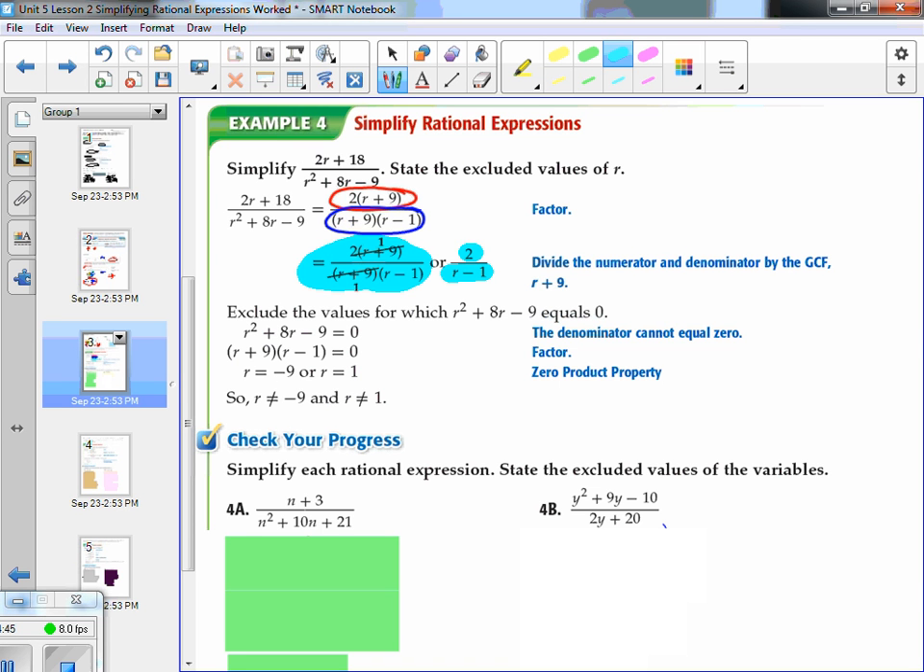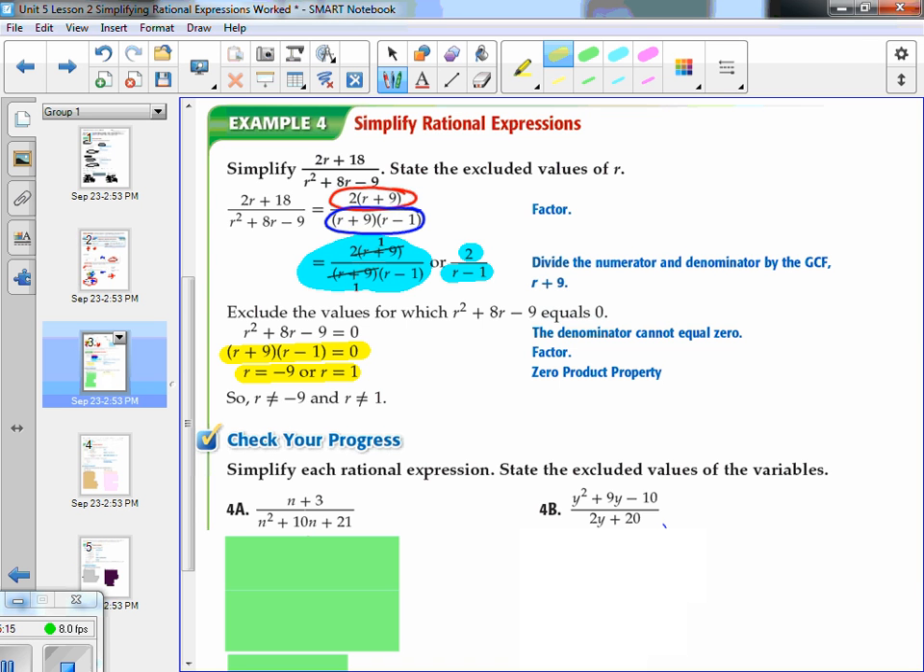And then they find the excluded values the same way we've been doing it. I would start right there. Since I've already got the denominator factored, when I start solving to get excluded values, I wouldn't write r squared plus 8r minus 9 equals 0, because I've already got it factored. So I would write down r plus 9 times r minus 1 equals 0. Solve that. Those are your excluded values.